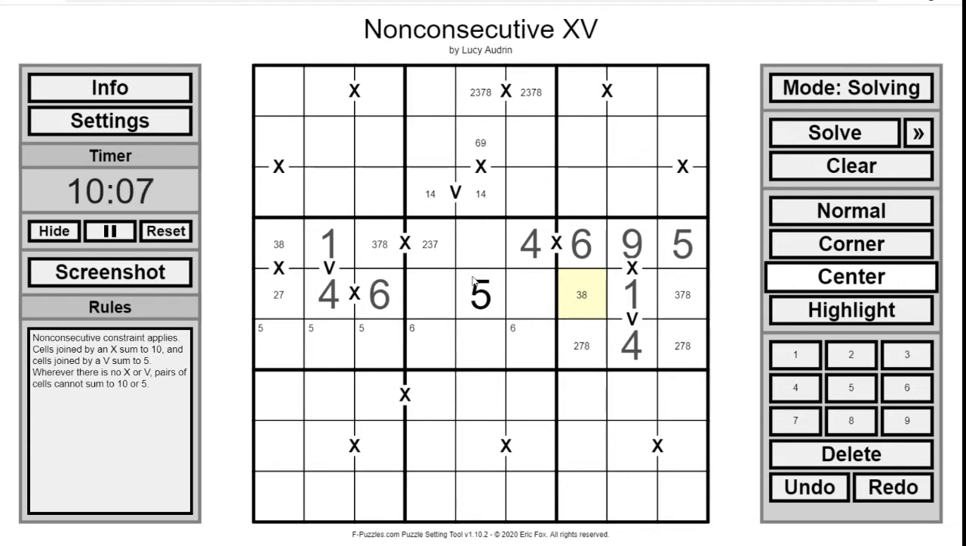Oh, here's something. Where does 2 go? This row, it can only go here or here. So I think that means this has to be a 2. Okay. Some tricky stuff there.